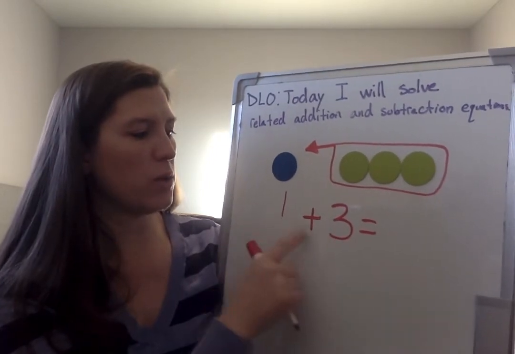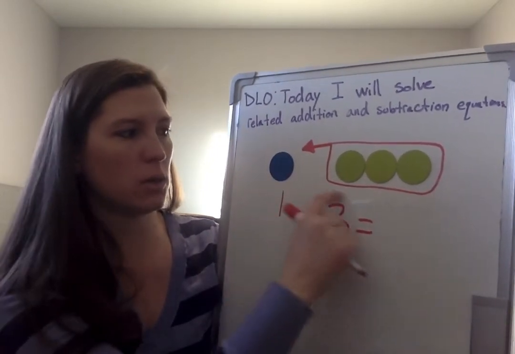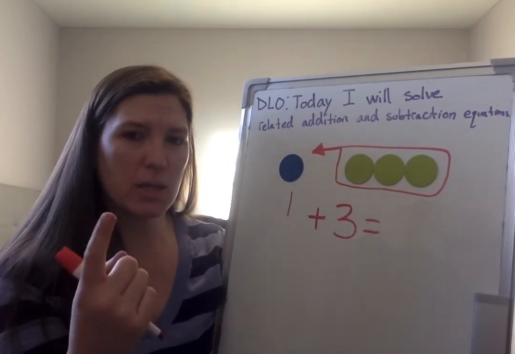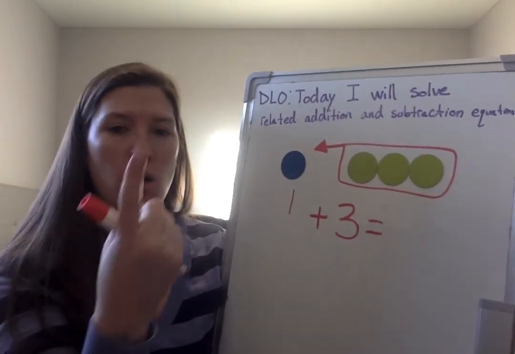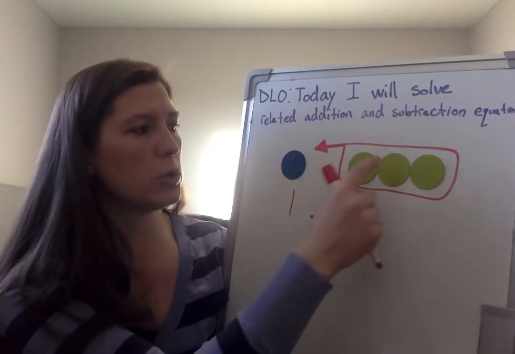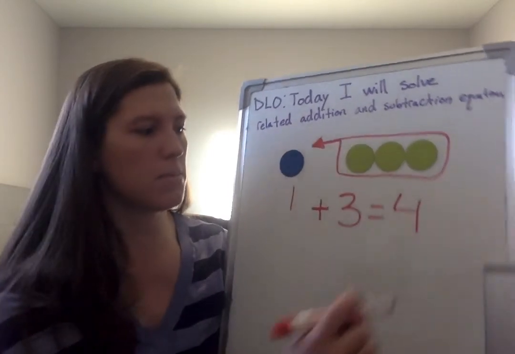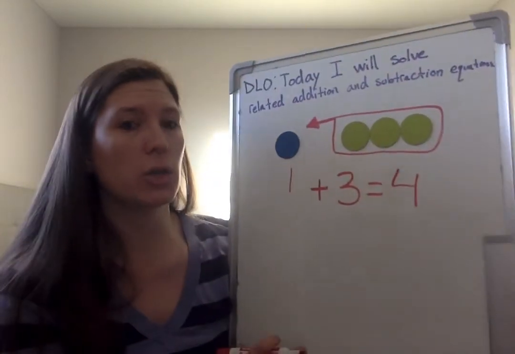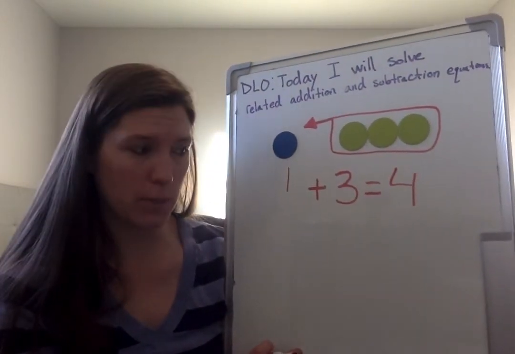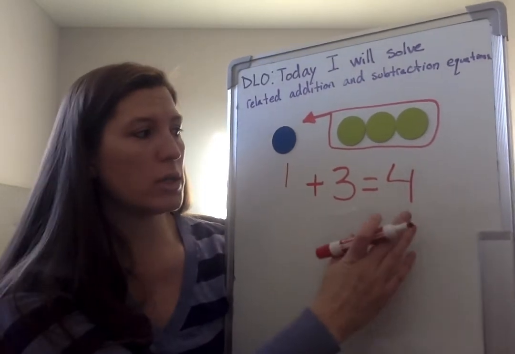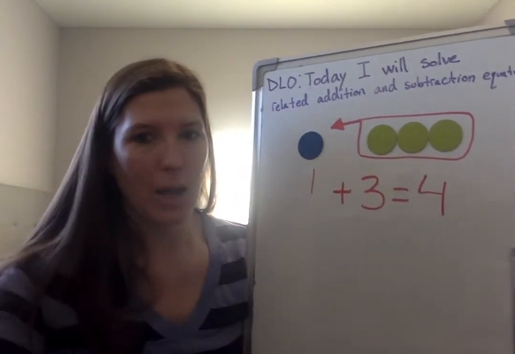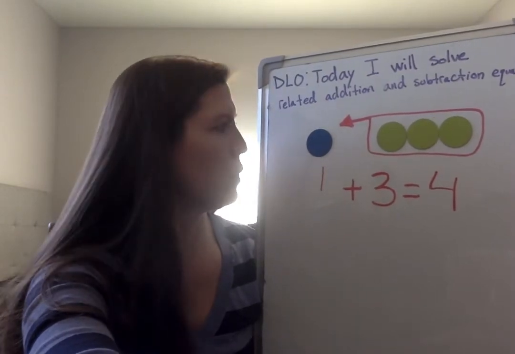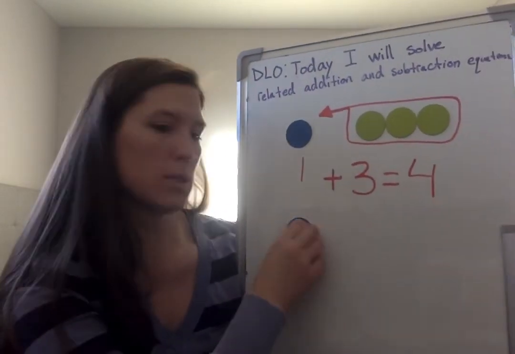Equals, so if I have 1 plus 3, how many altogether? I could put 3 in my head, 1 in my hand, and say 3, 4. 1, 2, 3, 4. That's my sum. That's my first equation. Now let's make a related equation with subtraction. With subtraction, we always start with the highest number because you have to take away from the larger number. So now, let me make it with my magnets.